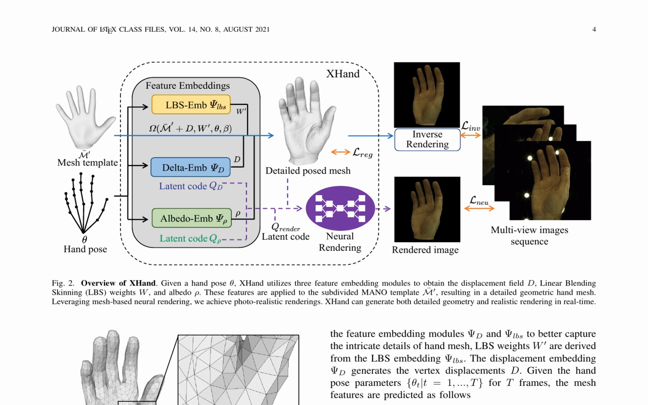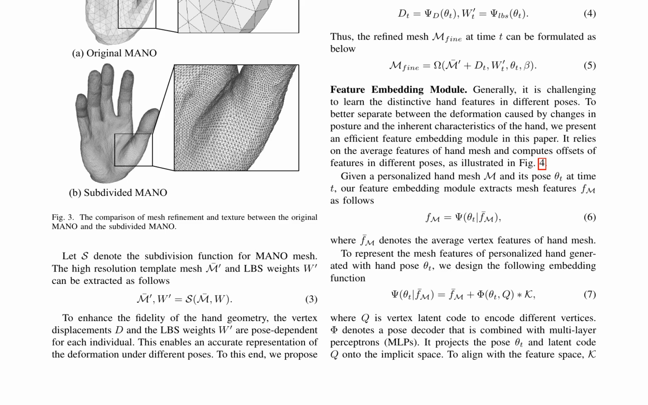The refined mesh at time t is formulated as a function of the subdivided MANO template, vertex displacements, LBS weights, and hand pose parameters. The feature embedding module extracts mesh features using a personalized hand mesh and its pose, and represents mesh features using a designed embedding function. This function combines the average vertex features of hand mesh with a pose decoder that projects the pose and latent code onto the implicit space. The feature space is aligned using a kernel function.